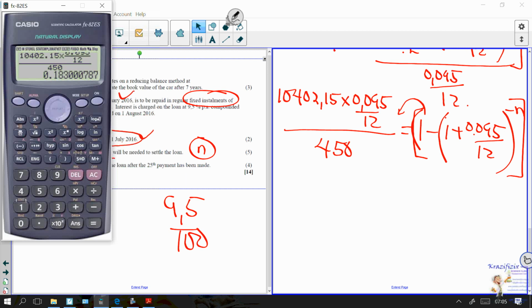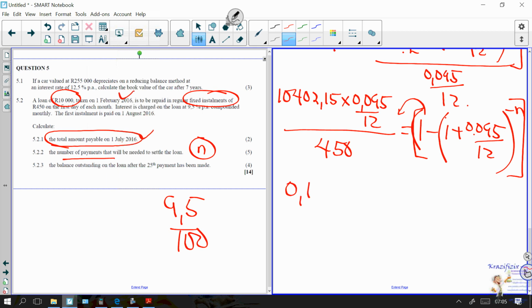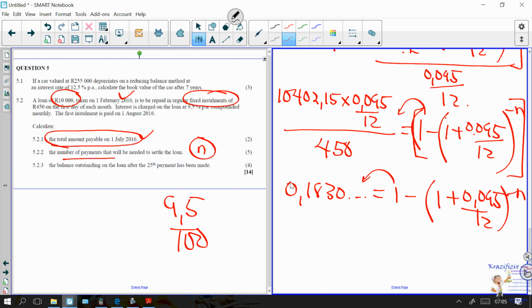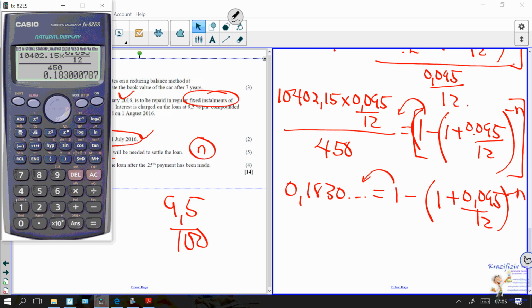0.1830. It's a long number there, 3 dots. 1 minus (1 plus 0.095 over 12) to the power negative n. I bring this one over, it becomes a negative. So I'm just going to go to my calculator and say minus 1. What do I have? Negative 0.816999... I hope you can remember that. Please write it down.